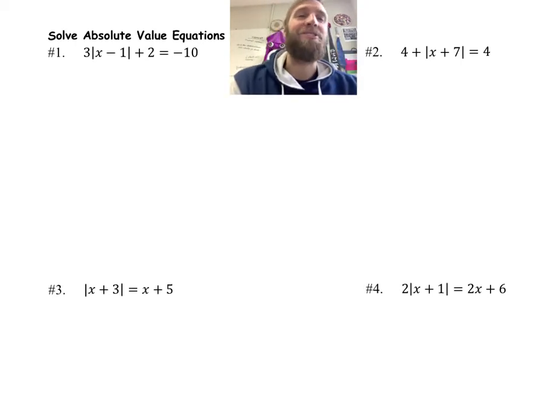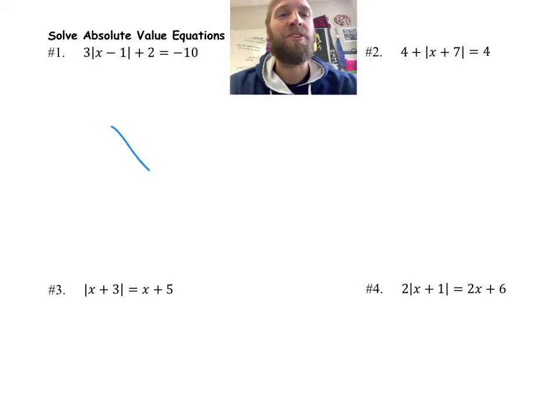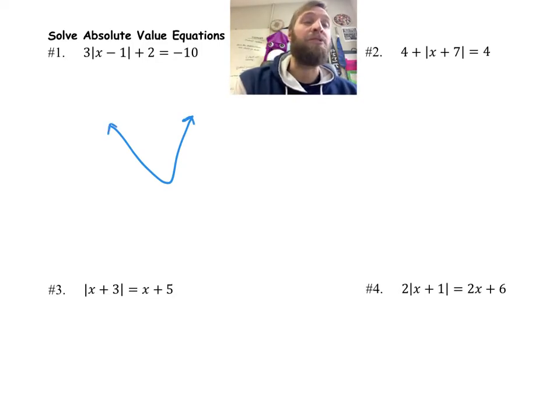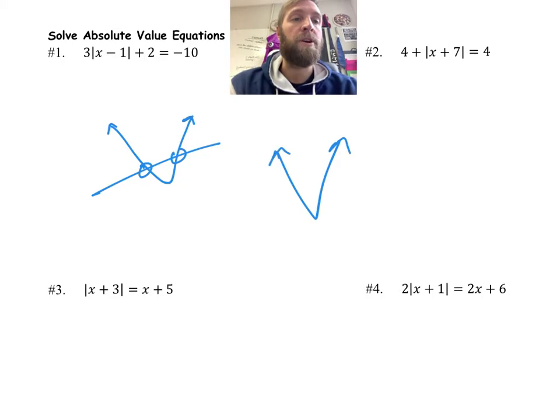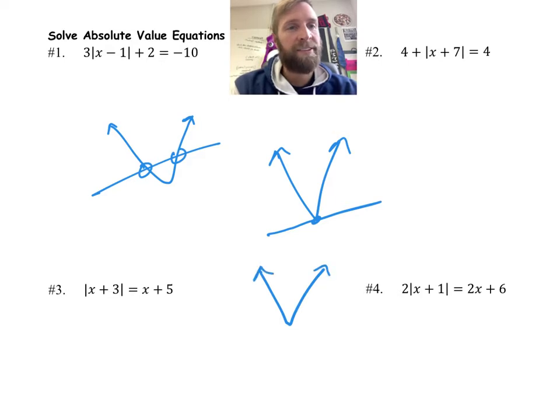Hey everybody, today we're solving absolute value equations. If you know what those graphs look like, we've got that little V shape. When they're equal to some other equation or some other number, the line can intersect twice. It could be an absolute value where it only intersects once because it hits the vertex. Also, sometimes there are parallel lines where it only intersects once.